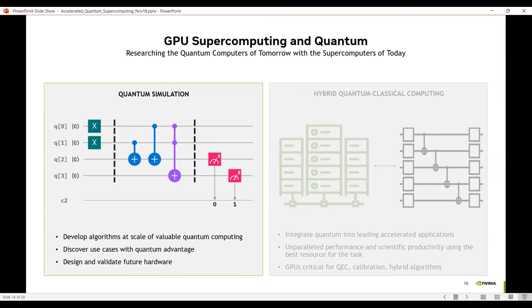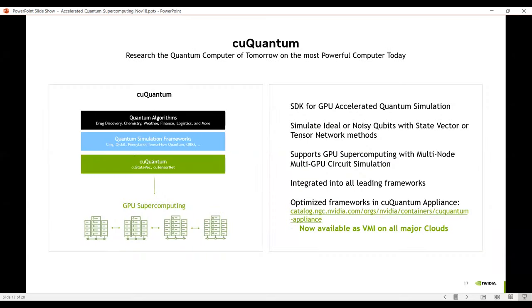Now, I would like to discuss a little bit about CUDA-Quantum. I will keep the use case for the end. As I said, there is a lot of work going on with simulators right now, like developing algorithms, discovering use cases for quantum advantage, and even validating future hardware. So simulations are key. While running on a classical computer, if we run only on CPU, sometimes it takes more time or it restricts the number of qubits.